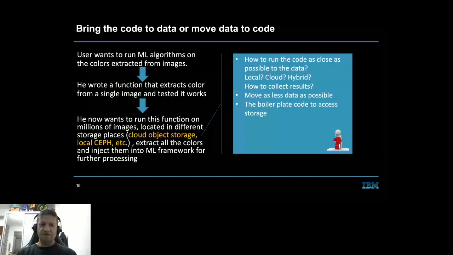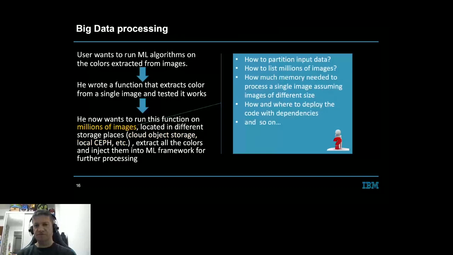And these millions of images are also a lot of complexity, right? How do you partition those millions of images, how do you list them, how much memory do you need to process them? Maybe one image needs more memory, another image needs less memory. Where do you deploy your code, where do you run it? So there are a lot of things you need to address when you want to scale your code at massive scale. And this is another challenge that also needs to be addressed.